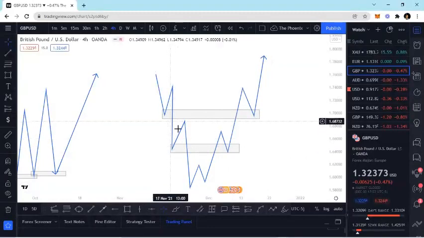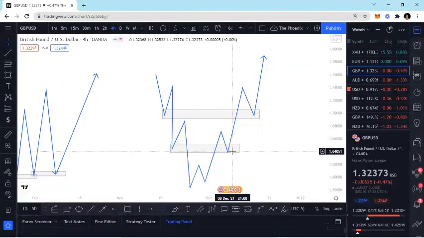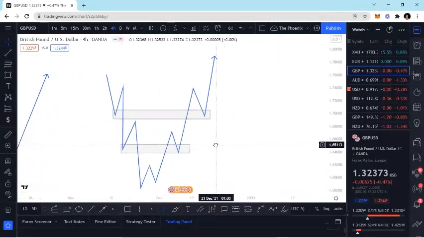Maybe the order blocks don't fall so much in line as I have drawn this out, but that's what would happen. Price would reclaim the order block on the other side of the buy model, and that's how it would go off.